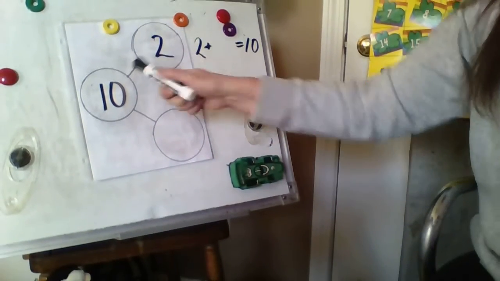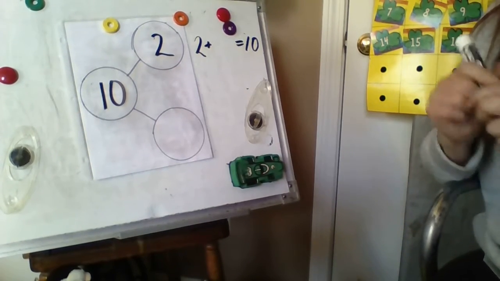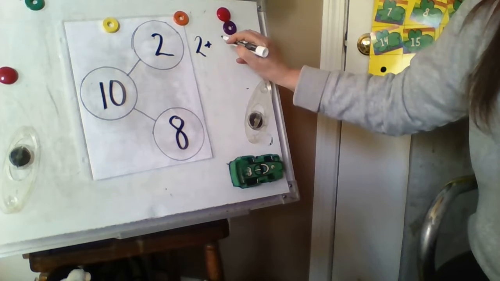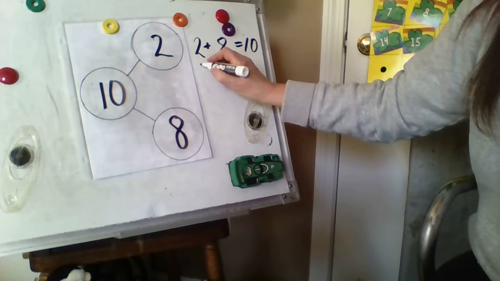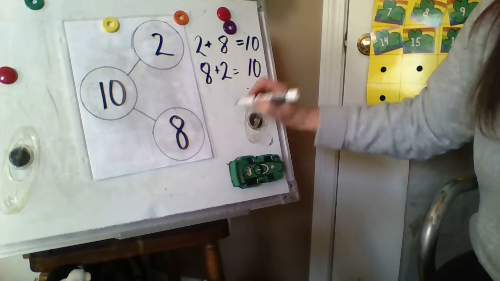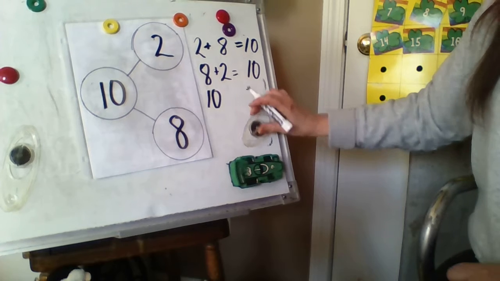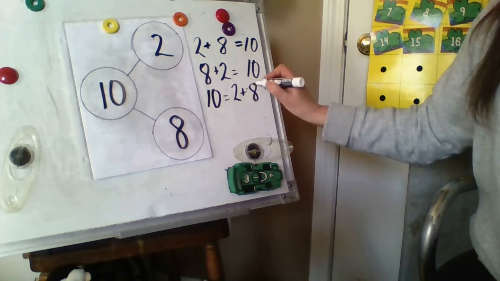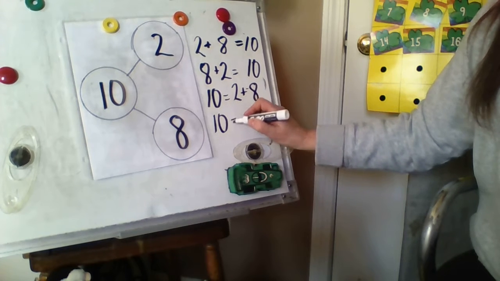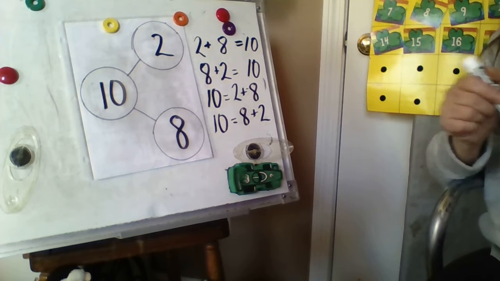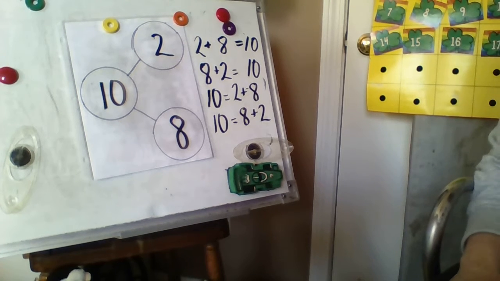So back up here now, we've got the 2. What's the number that goes with it? 8. 2 plus 8 equals 10, or 8 plus 2 equals 10, or 10 equals 2 plus 8, or 10 equals 8 plus 2. There's so many cool ways to do it.